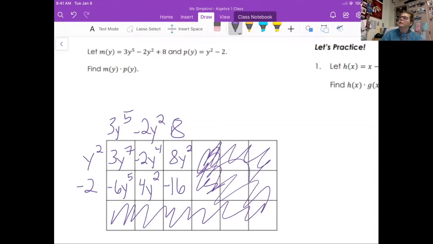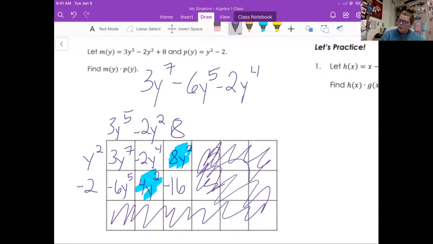Do you see any like terms? Zion, what do you see? Yeah, 4y squared and 8y squared. Again, we want to write in descending order, biggest exponent all the way to smallest. So the biggest exponent is 3y to the 7th, minus 6y to the 5th, minus 2y to the 4th. If we combine these two, it would be plus 12y squared minus 16.